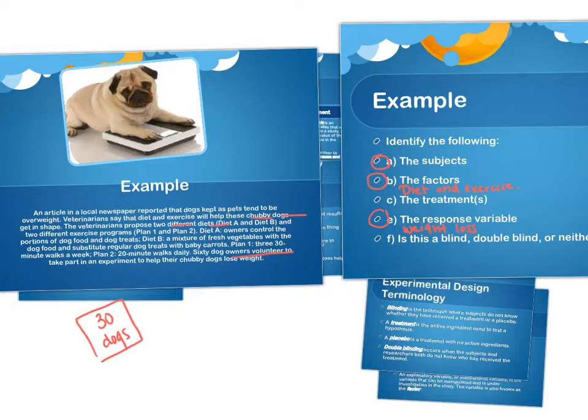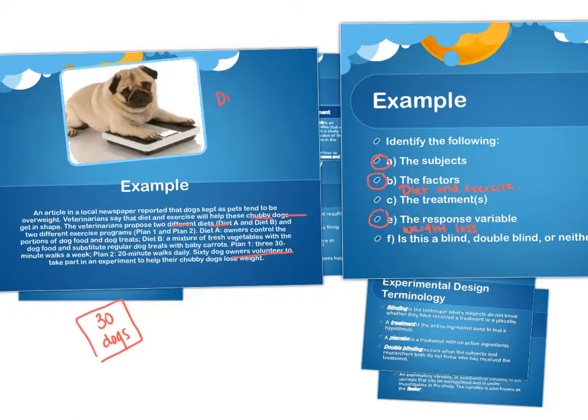So back to our dog experiment. We have these 30 chubby dogs, and we know that the response variable is the weight loss, and the factors are diet and exercise. And so here's what we're going to do. We need to put these dogs into their groups. And these groups are going to be what we call our treatment groups. Well, our treatments come from our factors. Well, what are our factors again?